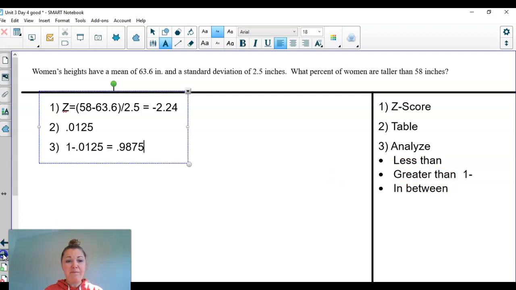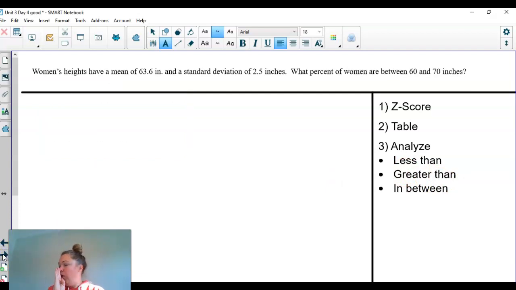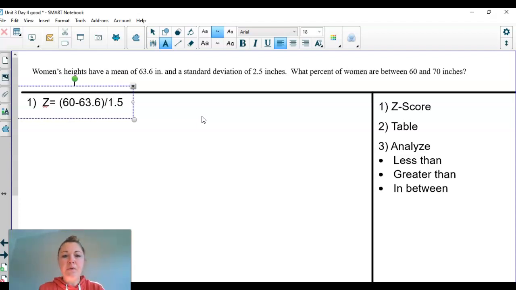And then finally, excuse me, women's heights, again, same thing. What percent of women are between 60 and 70 inches? Notice on this one, we have 2 observations. So we need 2 z-scores. So let's find the z-score for 60 first. We have 60 minus 63.6 divided by 2.5, which gives us a z-score equal to negative 1.44.